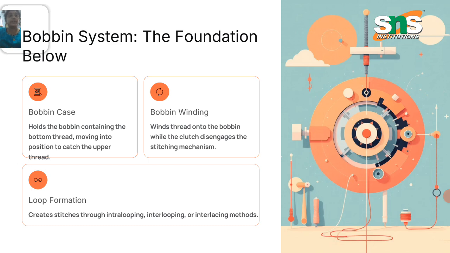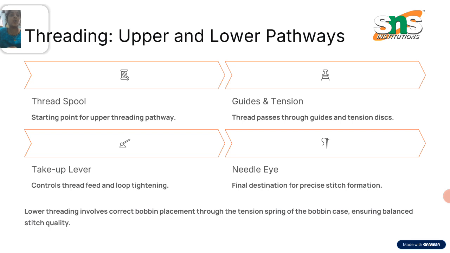So the next one is the thread upper and lower pathway. The thread spool pin is on the top of the machine, the starting point of the upper thread pathway. There are some guides. The thread passes through those guides and the tension disc. Then third is the take up lever that controls the thread feed and loop tightening. Then fourth, the last and final, is the needle. So from the top spool pin to the needle, it goes to the bottom. This is the main way of threading.